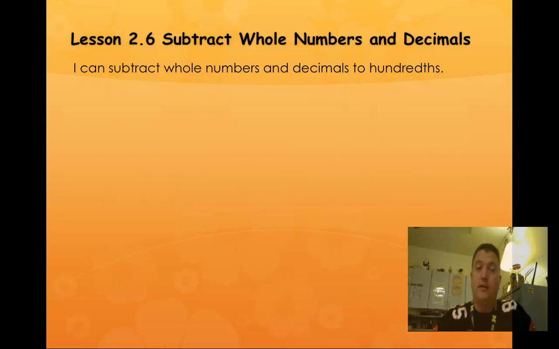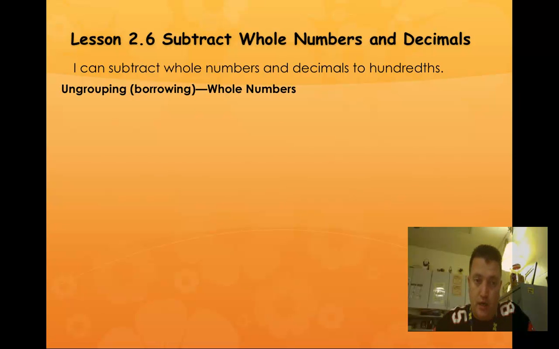Here we go. So, write the lesson number at the top, please, of your math notebook, and then write down: I can subtract whole numbers and decimals to hundredths. Pause if necessary. So we'll start with the beginning. Ungrouping. That's known as borrowing, because that's the only way I ever learned it. Borrowing, but we're going to run with it. Here we go. Whole numbers.